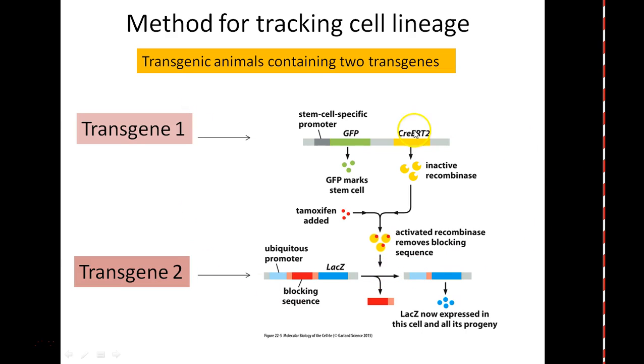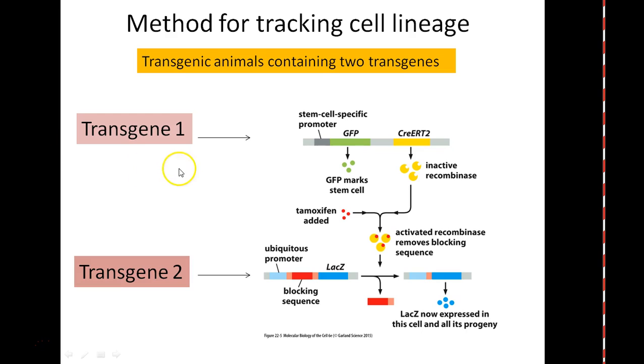And now, how were researchers able to figure out that all of those cells in the intestinal lining are coming from the stem cells in the crypt? This is a really clever experiment they did. They created transgenic animals containing 2 transgenes. I'm going to go over this experiment because this is a really nice, clever way of describing the method for tracking the cell lineage.